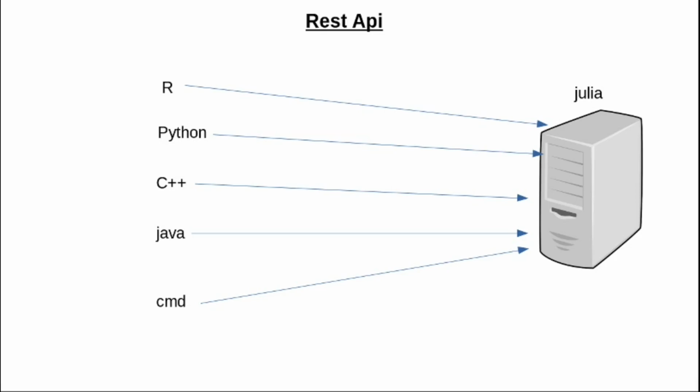Hi guys, in this video I'm going to show you how you can create a REST API by using Julia. API means here application programming interface. Due to this you can talk to any language, and even you can talk with the command line by the curl, and you can also talk from mobile.